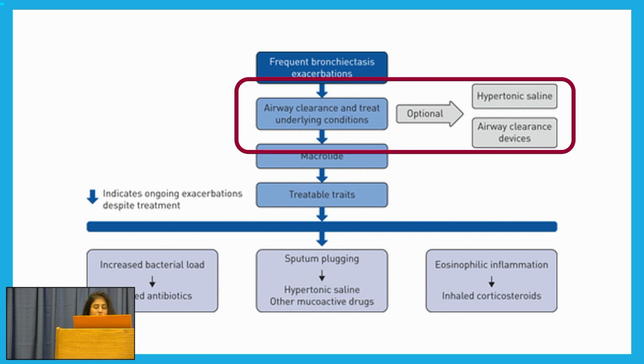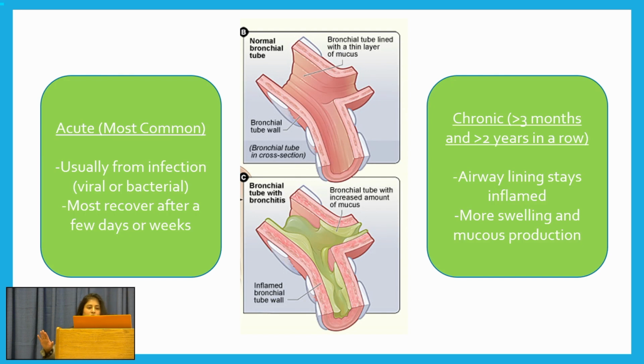So that's bronchiectasis. Let's go down the pathway to now looking at just bronchitis. And these are the things that urgent care is going to diagnose patients with mostly, right? Bronchitis. Acute is most common, usually from an infection, viral or bacterial. Most of the time patients recover and do great within a few days or weeks. They usually don't even need to see anybody after that point. They have a little bit of wheezing, they don't feel great, and it goes away.